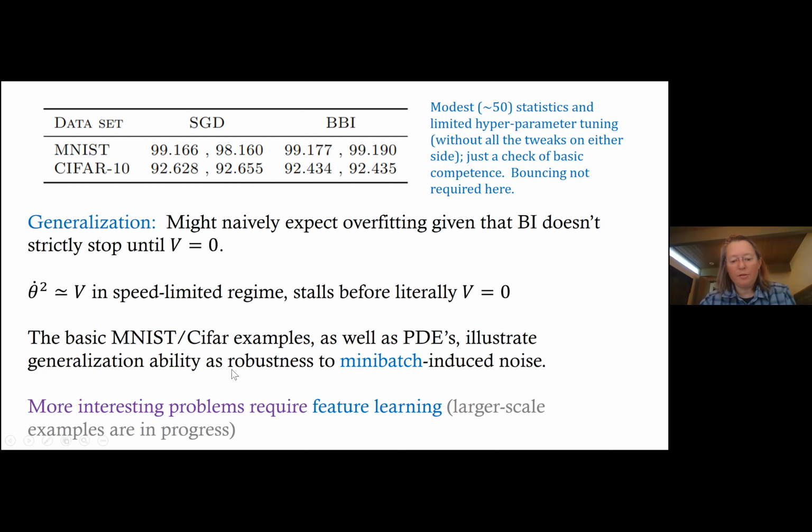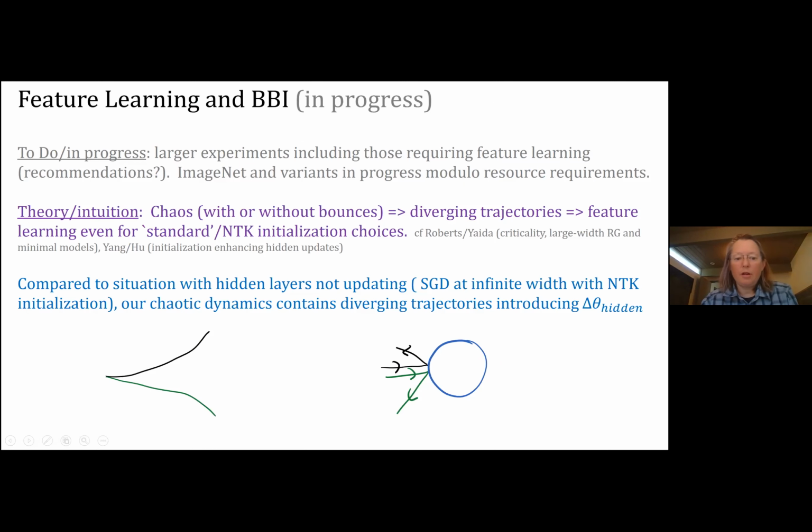Now, of course, we need to do more. We need to do more general experiments, and those are in progress. We're trying to do those while getting enough resources to really make them possible. Also, at a theoretical level, problems that require feature learning are clearly the most interesting. So we're trying to get into such experiments, and recommendations for that would be appreciated. We are thinking about the theory of that.